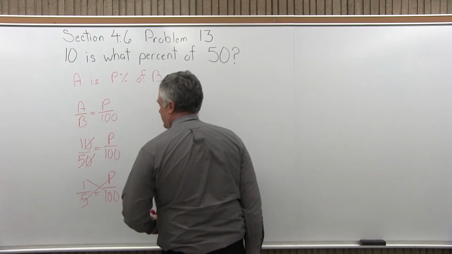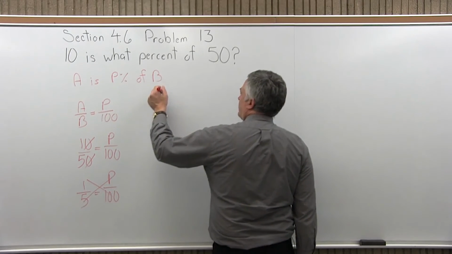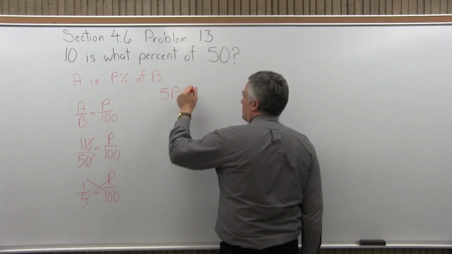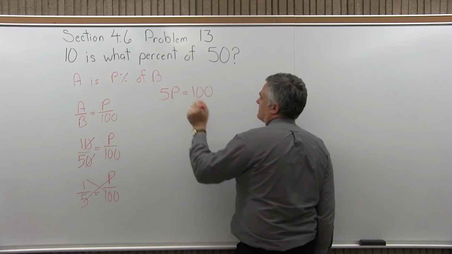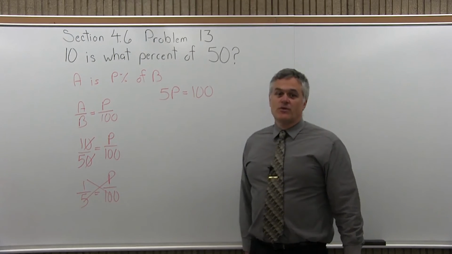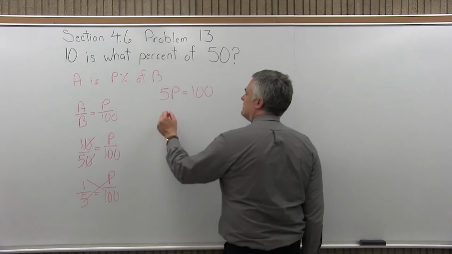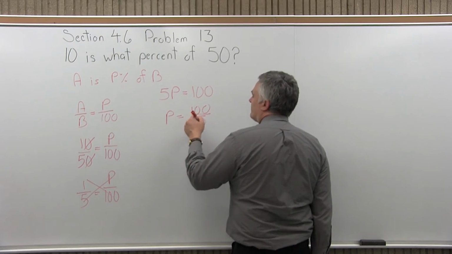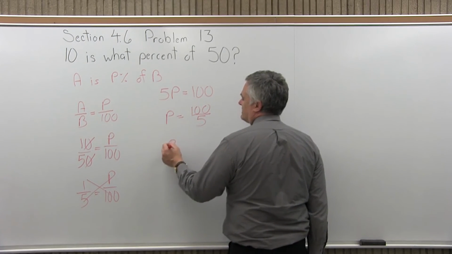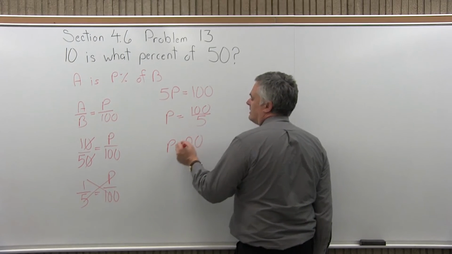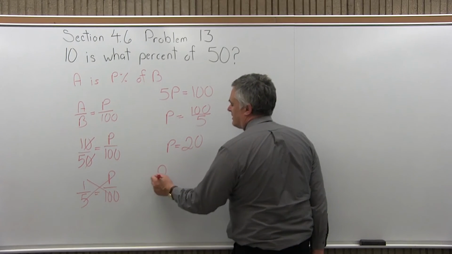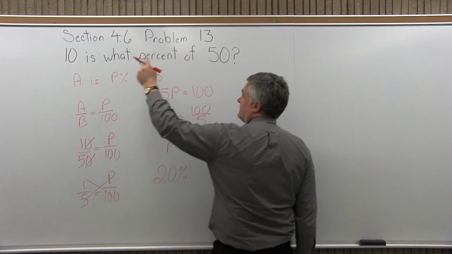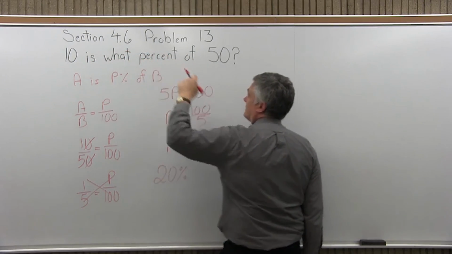5 times P, 1 times 100. So 5 times P is 5P. 1 times 100 is 100. That's easy, 1 times anything is easy. So to solve for P, divide out the 5. P equals 100 divided by 5. And I know that 5 divides into 100 evenly. It divides in 20 times. So P is 20. And because it's a P, it's a percent, the answer will be 20%. So 10 is what percent of 50? 10 is 20% of 50.